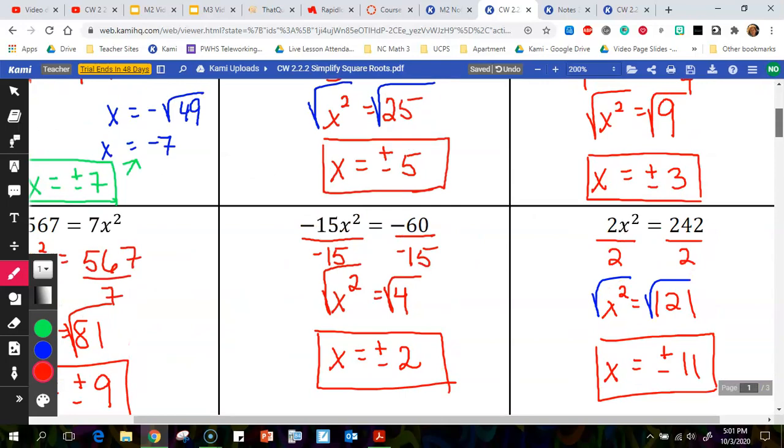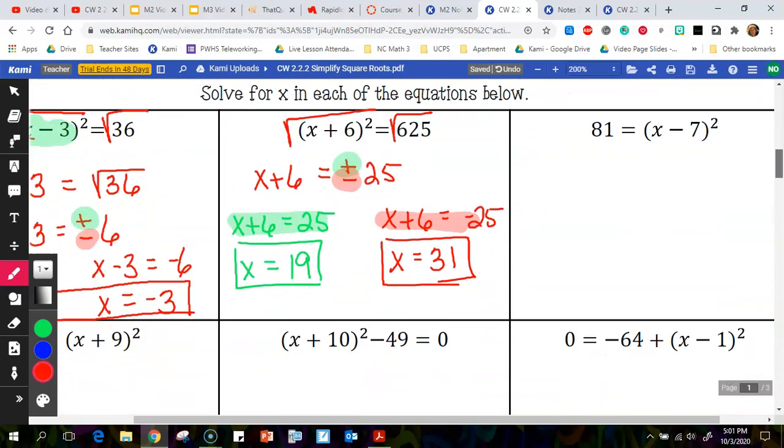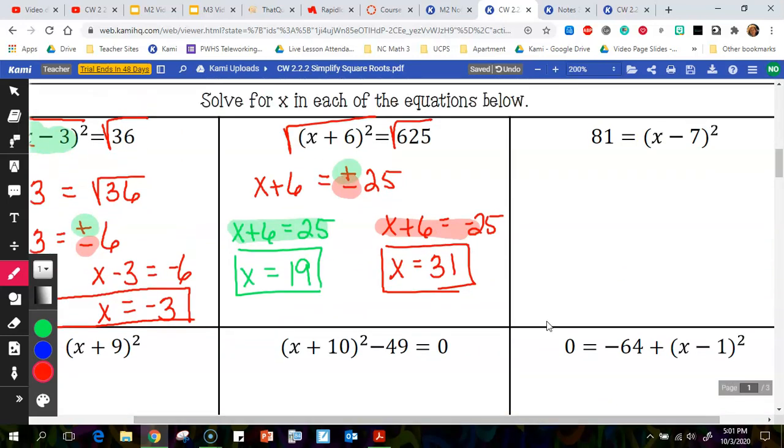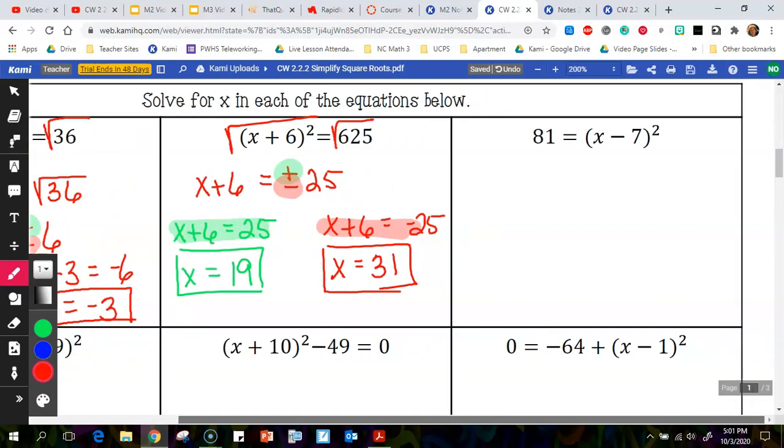It was positive and negative, positive 5, negative 5, positive 3, negative 3. Down here it just happens to be two different numbers that are the answers. So when you see something like that and you have an x squared, you're going to have two different answers for the solution.